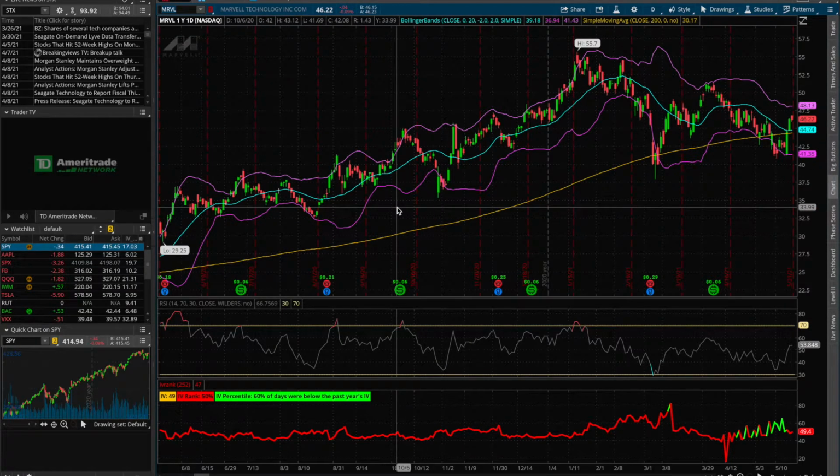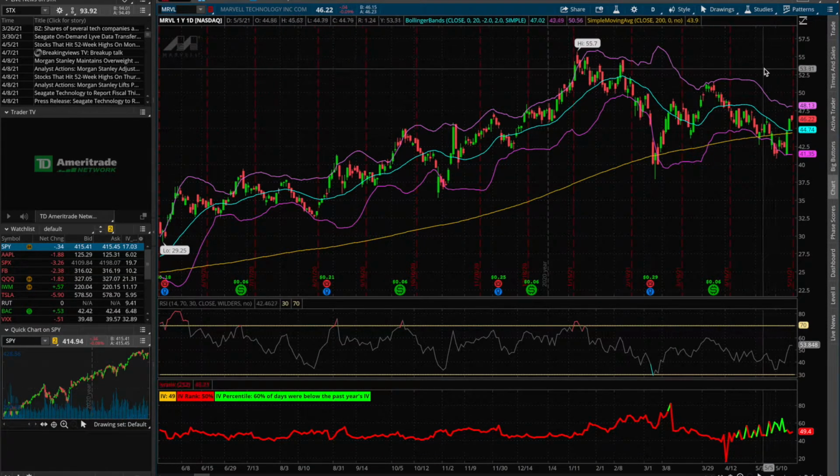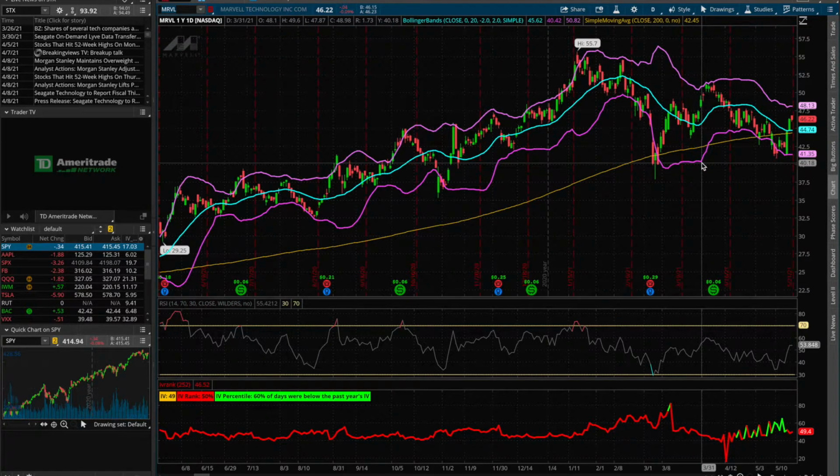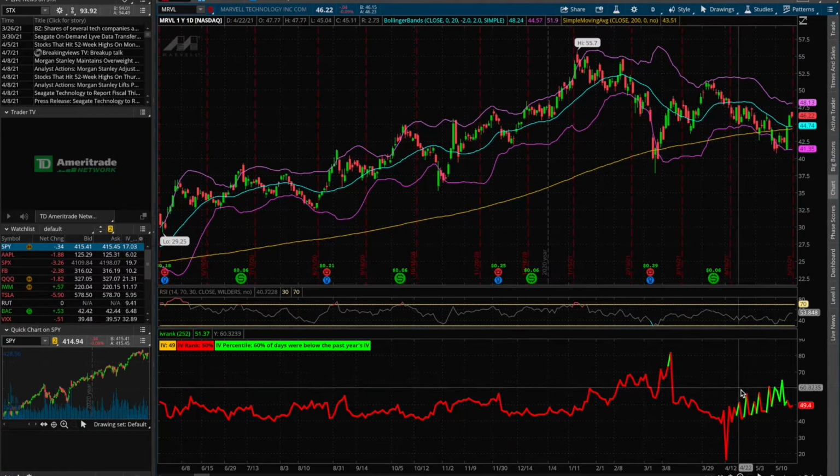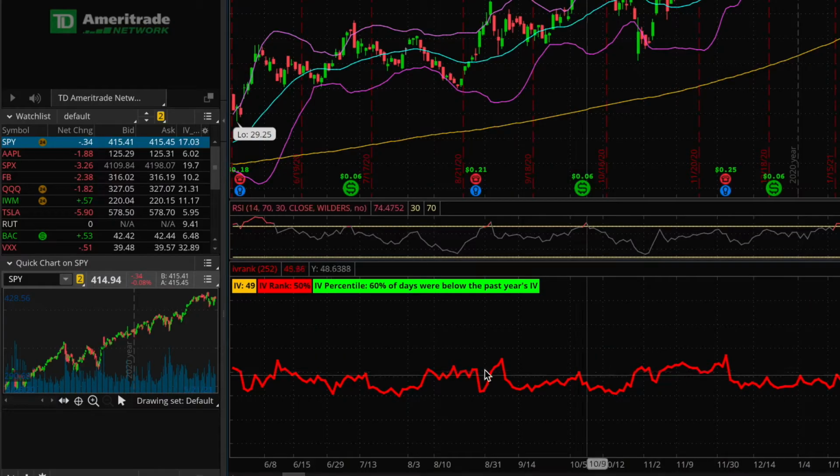Just as a brief example, in case you are not too familiar with the short strangle option trading strategy, this is basically a combination of selling both an out-of-the-money put option and also an out-of-the-money call option. So in the case of Marvel Technology here, this would definitely be a good candidate for a short strangle. One, because the stock is a bit range-bound for the moment, and also the implied volatility for the stock is still pretty elevated. You can see the IV rank is at 50% and the IV percentile is at 60%.